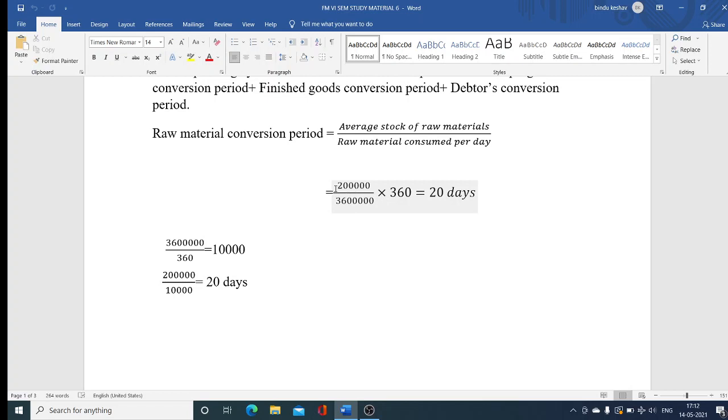So how are we doing it? It is actually 2 lakh divided by 36 lakh, where 36 lakh is the raw material consumed per year, divided by 360, which is the number of days in a year. So it is 2 lakh divided by 36 lakh into 360, which is equal to 20 days. Or otherwise we can calculate in another way: 36 lakh divided by 360, that is 10,000. What is this? Raw material consumed per day. So average stock of raw materials 2 lakh divided by raw material consumed per day 10,000 is equal to 20 days. In either way this can be calculated.